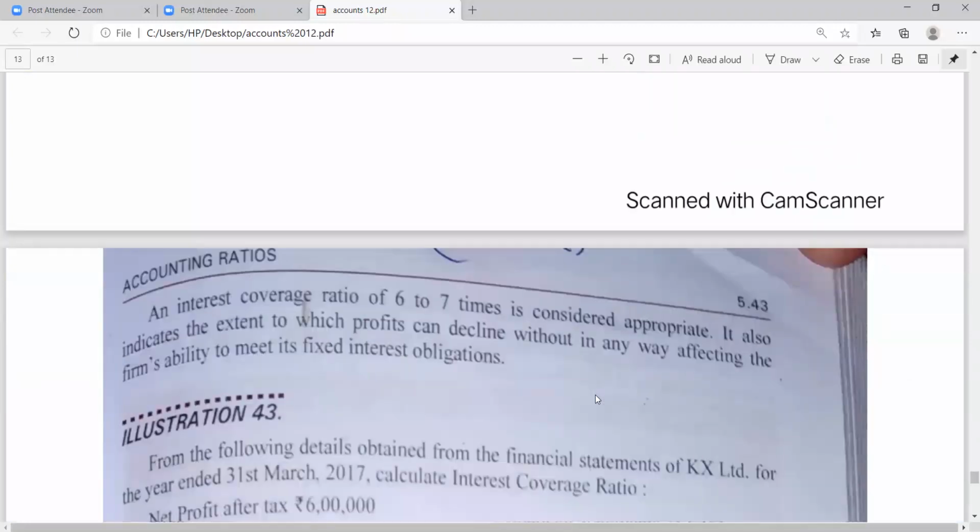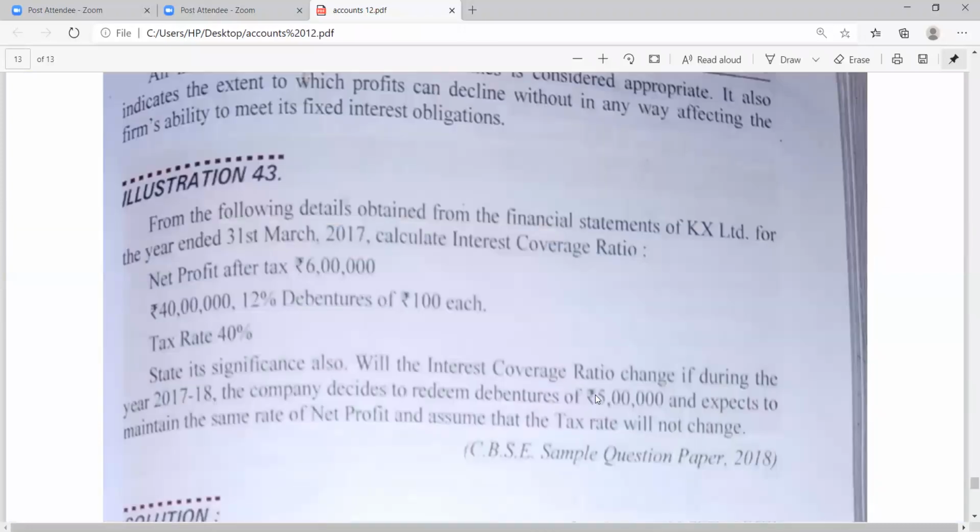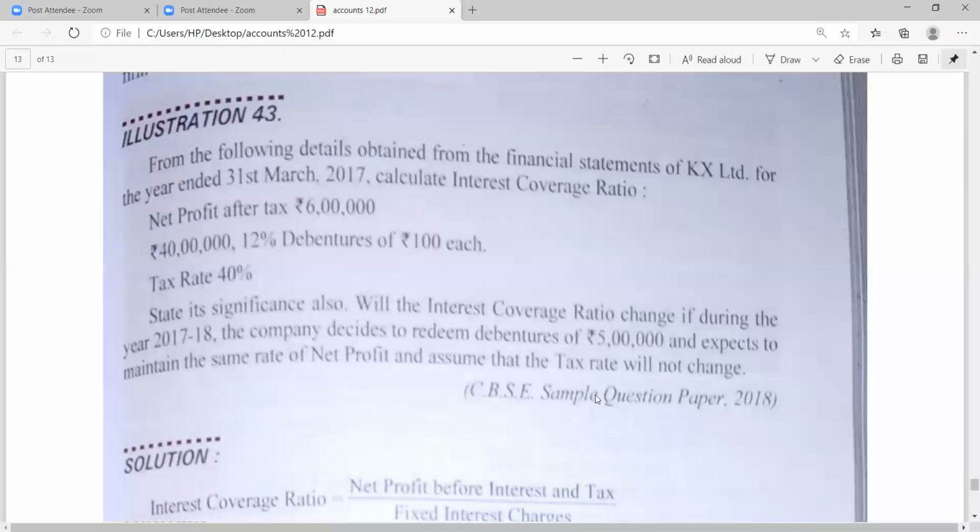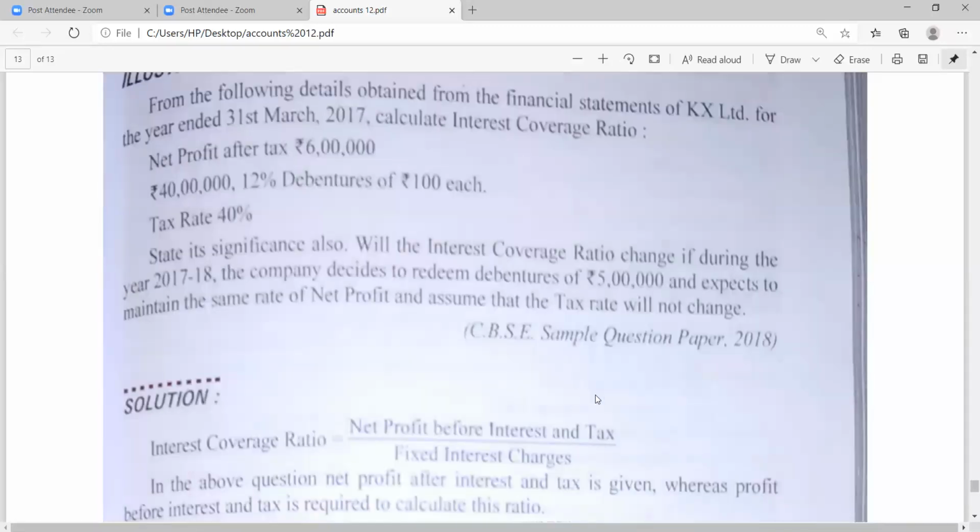From the following details obtained from the financial statements of KX Limited for the year ended 31st March 2017, calculate the interest coverage ratio. Here the profit given is net profit after tax, but what we require is the net profit before interest and tax. Here 40 lakh rupees of 12% debentures of 100 each are given to us, and the tax rate is 40%.